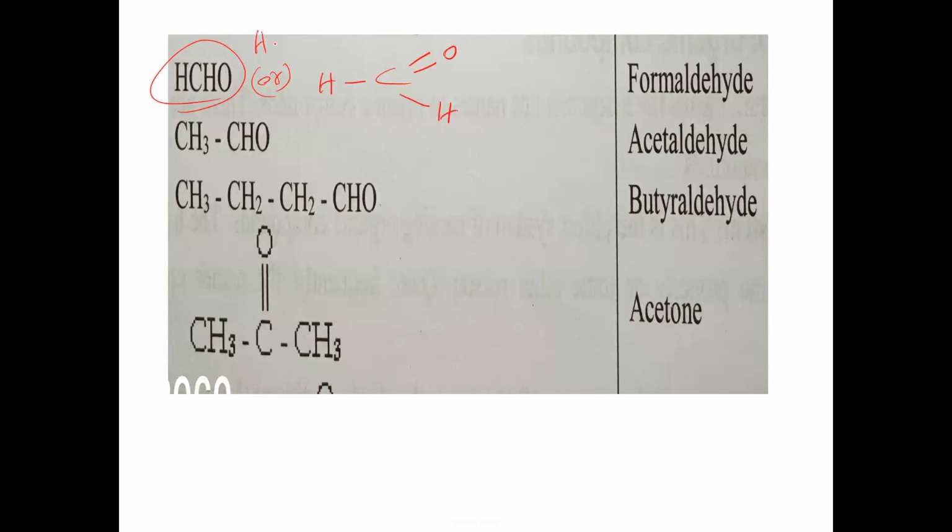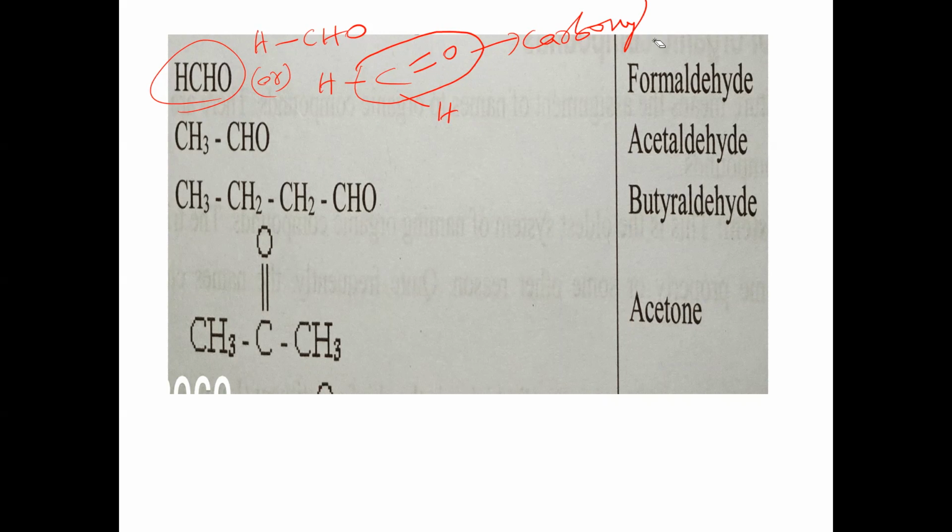This one, how to write now? H-CHO. H-CHO is nothing but HCHO like this. In this, C double bond O is there. This C double bond O is called the carbonyl group. What is it called? Carbonyl group. So C double bond O is always called the carbonyl group.